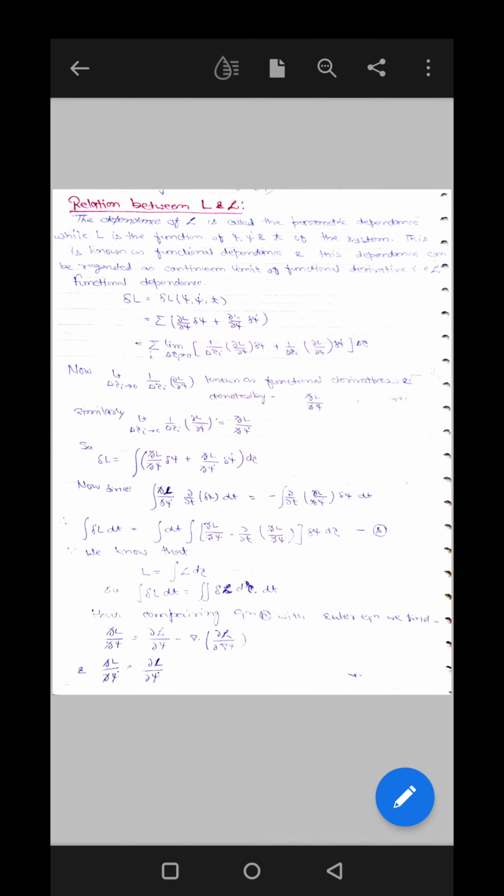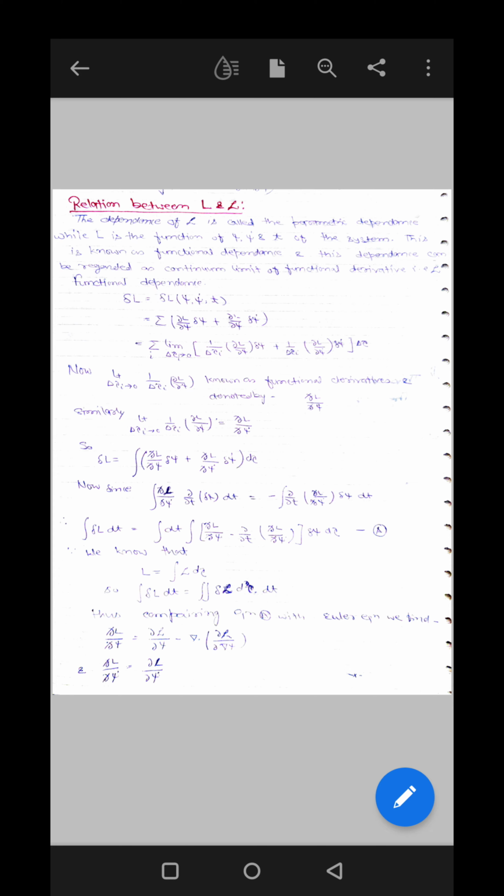Today we are discussing the relation between the Lagrangian function, capital L, and the Lagrangian density. As you know, the dependence of the Lagrangian density is called the parametric dependence, and the Lagrangian function is a function of psi and its time derivative, that is psi dot, and time of the system. This is called functional dependence, and this dependence can be regarded as the continuum limit of the functional derivative.